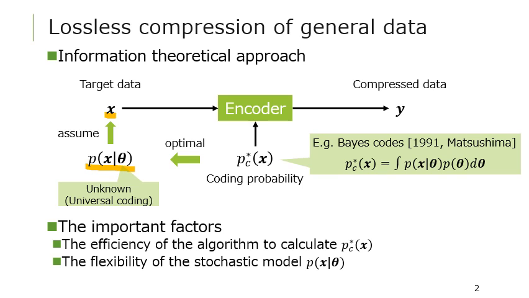In general, theta is unknown. So, we consider the case of universal coding. In such a case, the optimal coding probability is theoretically determined. For example, when using Bayes codes, the optimal coding probability is given by this form.